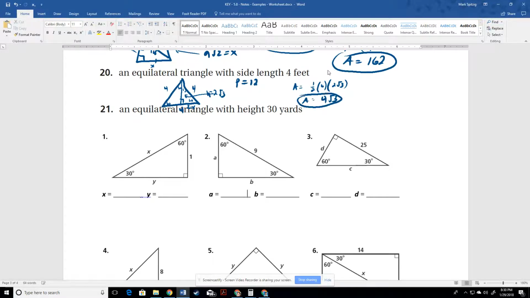All right. Equilateral, with a height of 30. So it's the same thing.